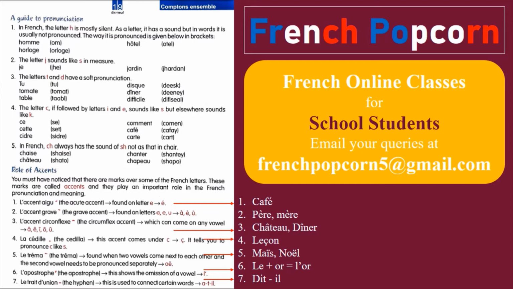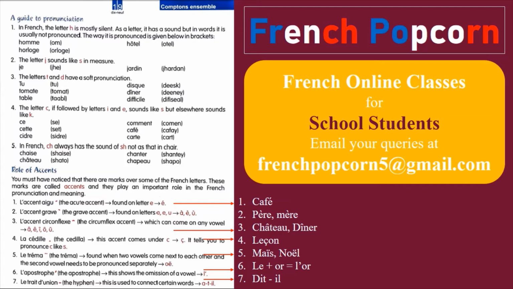Accent 5 is le tréma, which is found when two vowels come next to each other and the second vowel needs to be pronounced separately. So when we find this accent on any letter, it is pronounced separately. For example, here we are pronouncing these words as maïs and Noël.